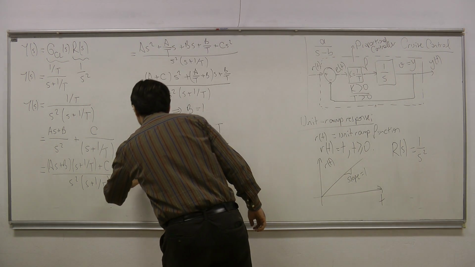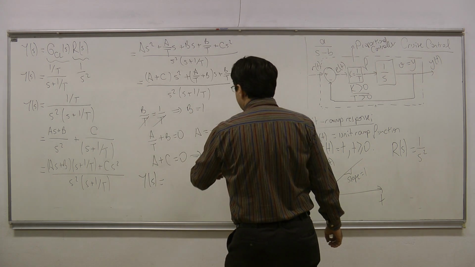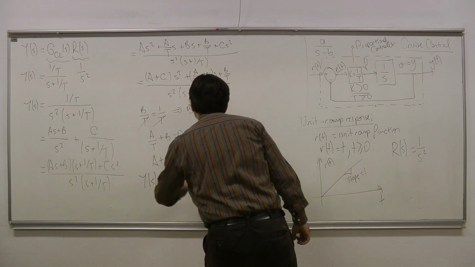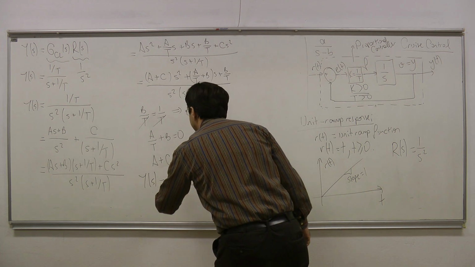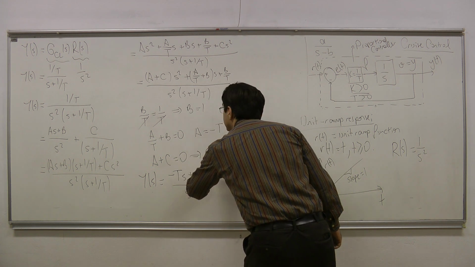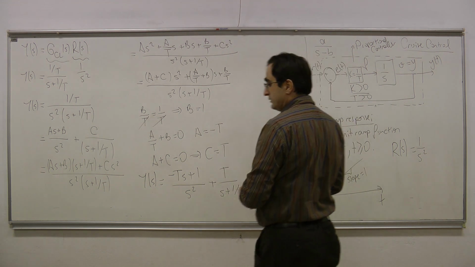Now let us substitute them back into Y of s. So I have as plus b. a is minus T, so minus T s plus b, which is 1, divided by s squared, and c is plus T over s plus 1 over T. All right?